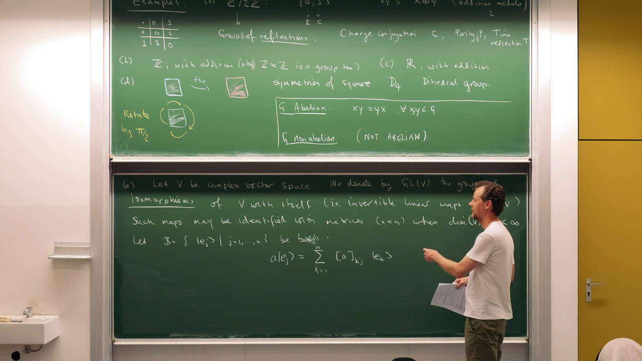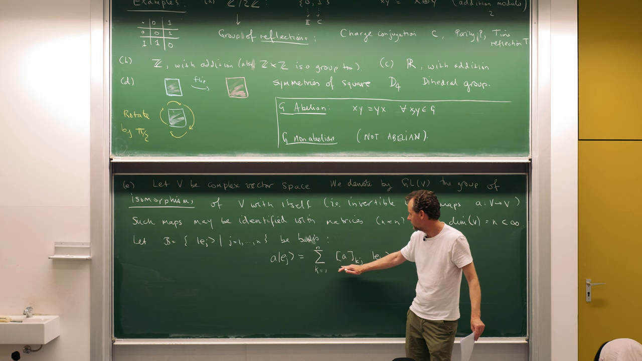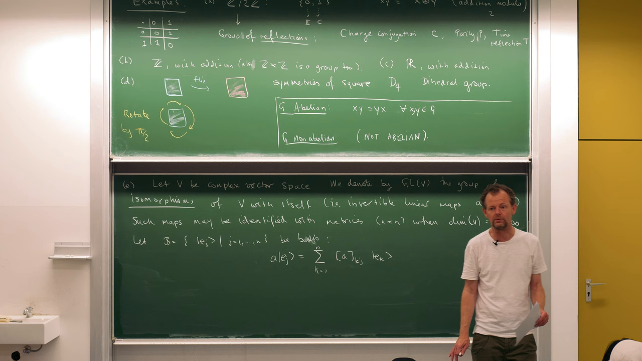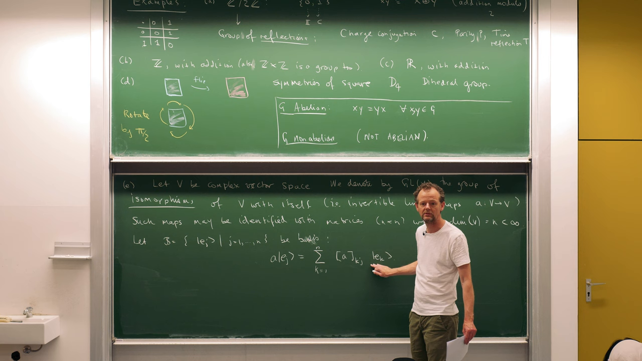So a linear map may be identified with an n by n matrix as long as you furnish an additional basis here. Note that this basis need not be orthogonal. Not orthogonal, not orthonormal. We have no inner product. Although I wrote a ket here, that's physicist notation. At this stage of the definition, there's no inner product.